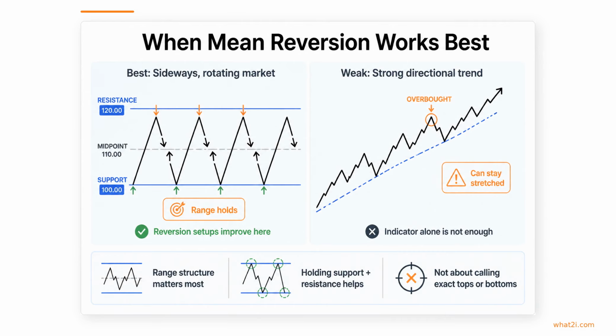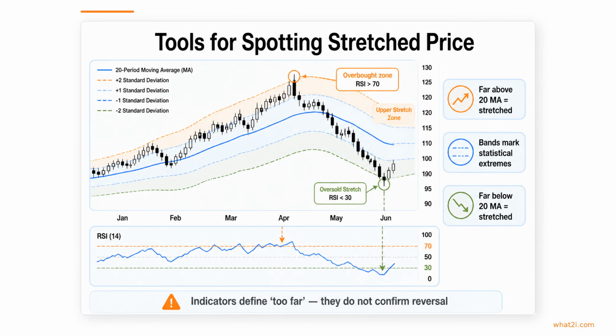Mean reversion tends to work best when price is rotating inside a range with support and resistance holding, and it becomes much less reliable when a strong trend is pushing in one direction because price can stay stretched longer than expected. Indicators can help you define what stretched actually means.